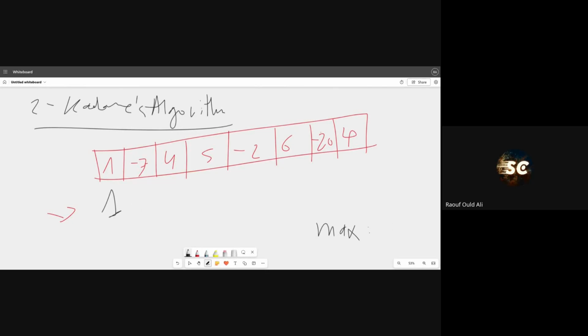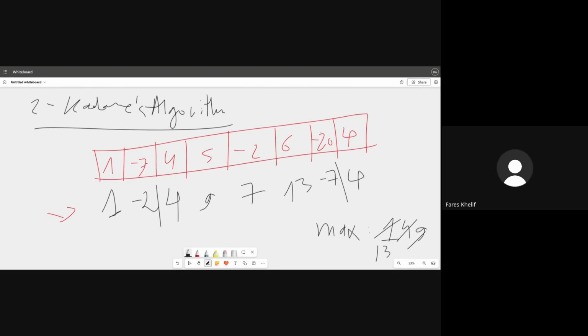Okay. So here we have 1. Here we have -2. So since we have a negative sum, we stop here, right? Yes. And we start back. So here we will have 4. So the maximum becomes 4. We have 9. -2 becomes 7. 13. Here we have -7. So we stop. And here we have 4, right?